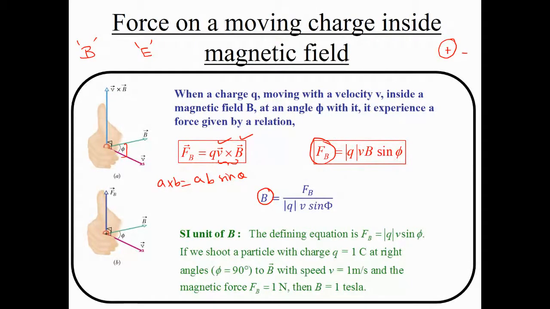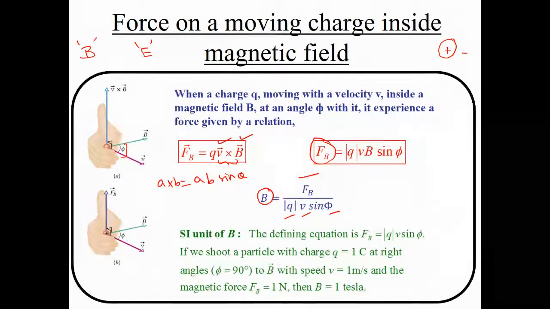If you rearrange this, for example, if I want to calculate the magnetic field, once you know the magnetic force, the angle, the speed and the charge value, you can rearrange this equation and find it. So you can find the value of the magnetic field, you can find the magnetic force, everything is possible by rearranging the equation. And the unit for the magnetic field is Tesla, because Tesla is the SI unit for the magnetic field. It's a 1 mark theory question.